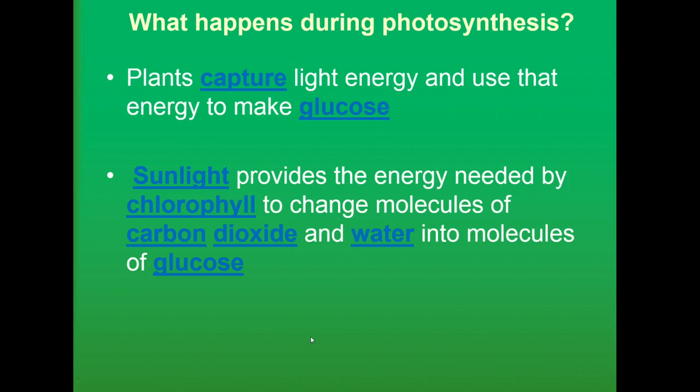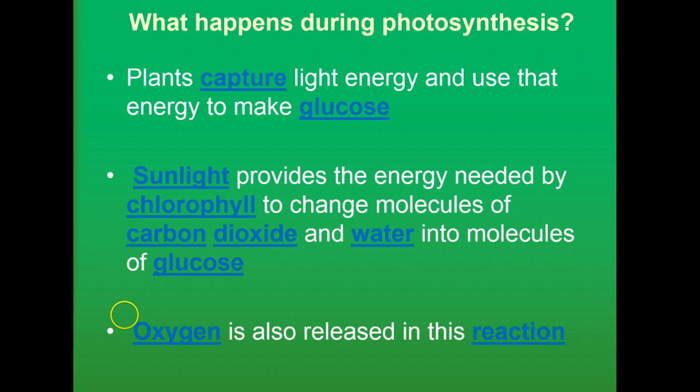Sunlight provides the energy needed by chlorophyll to change molecules of carbon dioxide and water into molecules of glucose. It's kind of like turning on the stove, turning the burner on to generate the heat to cook your macaroni and cheese. Well, that's what the sunlight does. Oxygen is also released in this reaction.